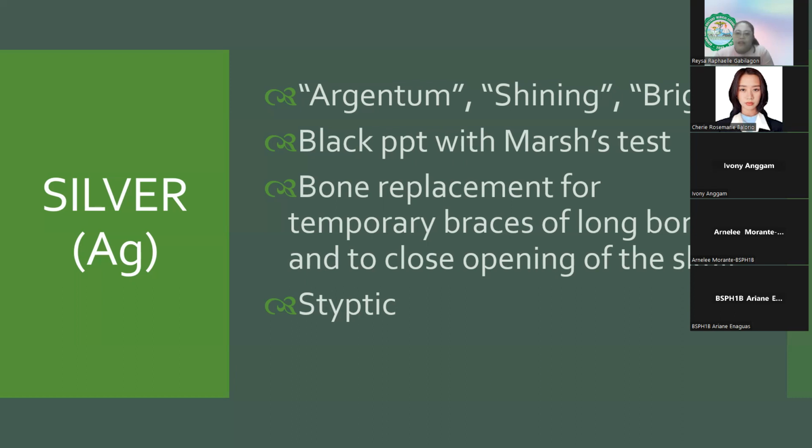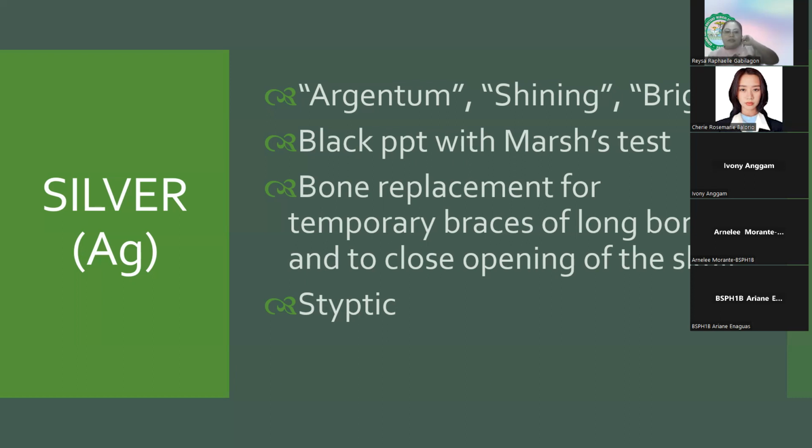Now, ano ba gamit ng silver natin? Number one, it can be a temporary replacement of bones, especially the long bones, like during injury, may problem with the bones, that we need to replace the long bones, we may use silver. But this one is mahal. And then, we may use this one also to close opening of the skull. Like for example, may crack ang skull because of an injury, we may use silver also.